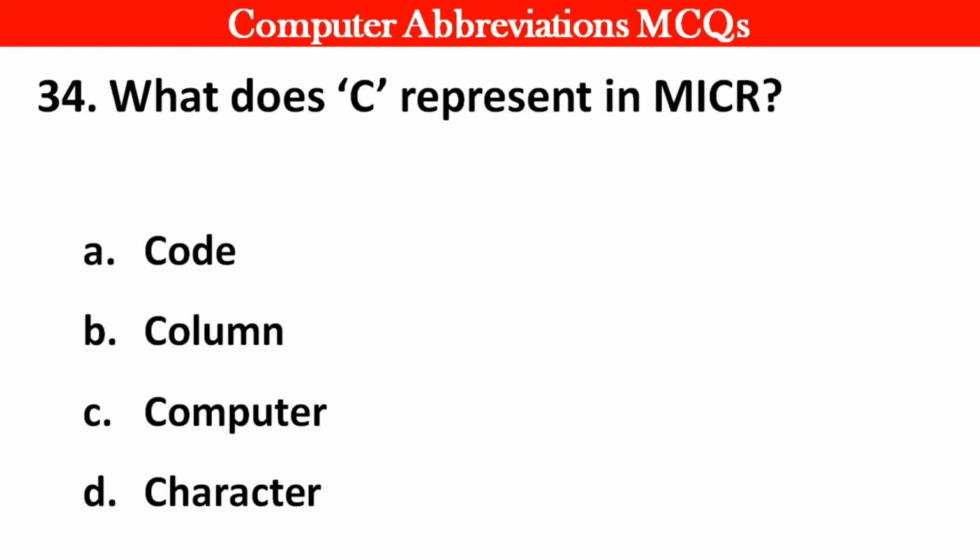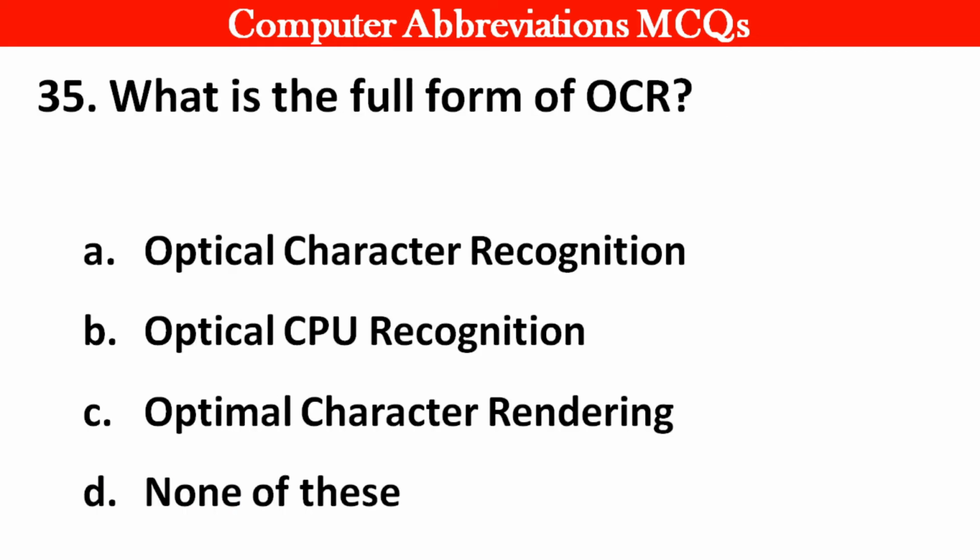Next question. What does C represent in MICR? Right answer is option D, character. Next question. What is the full form of OCR? Right answer is option A, Optical Character Recognition.